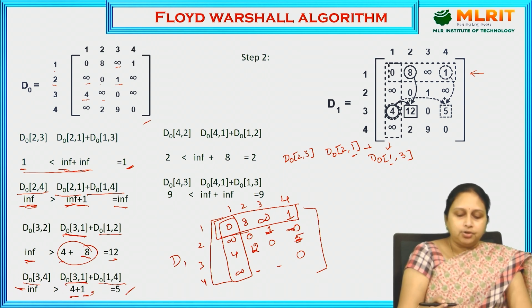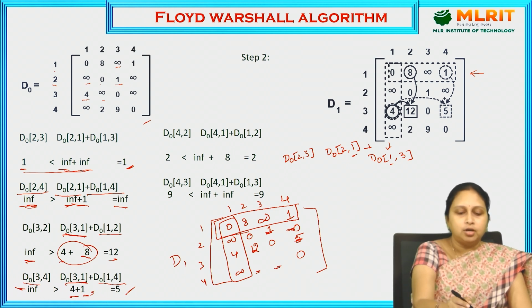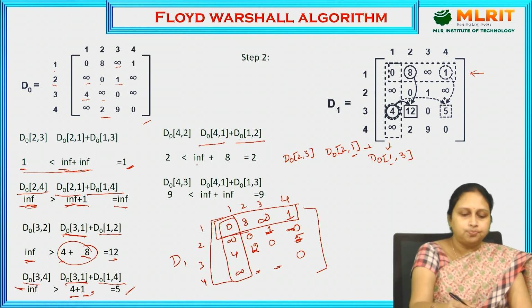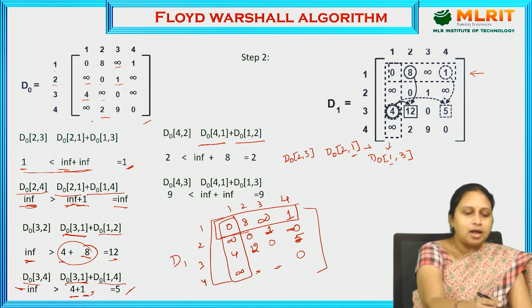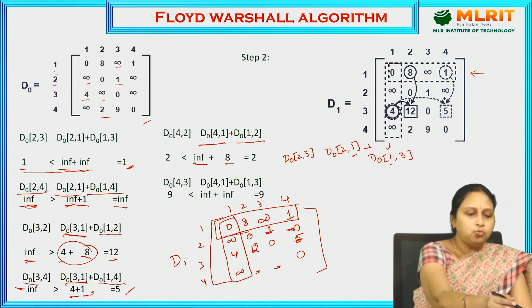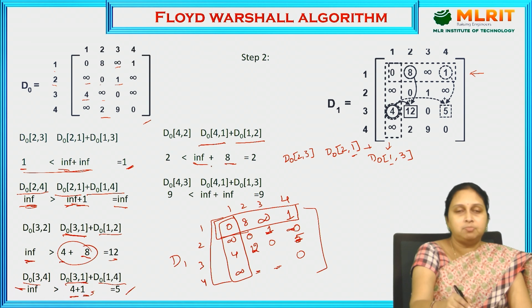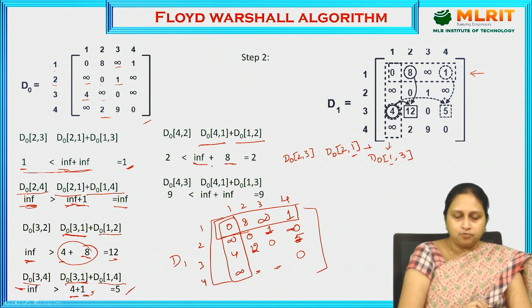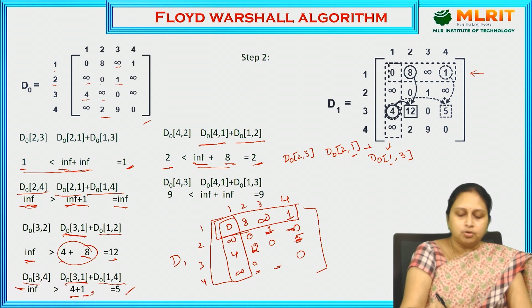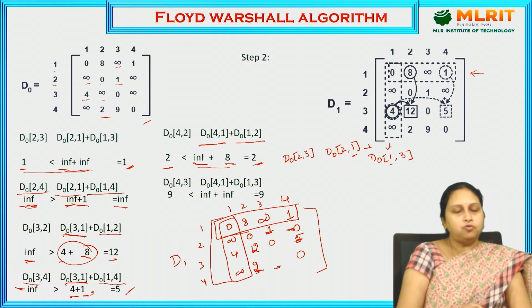Next, you have 4, 2. These two values also we need to find. When I am going to find 4, 2, D naught of 4, 1 plus D naught of 1, 2 we need to take. D naught of 4, 2 value is how much? 2. And D naught of 4, 1 value is infinity plus D naught of 1, 2 value is 8. Infinity plus 8 is nothing but the infinity value only. But 2 is less than infinity. So we are going to take the value of this one as 2. That is the minimum value we are going to consider.